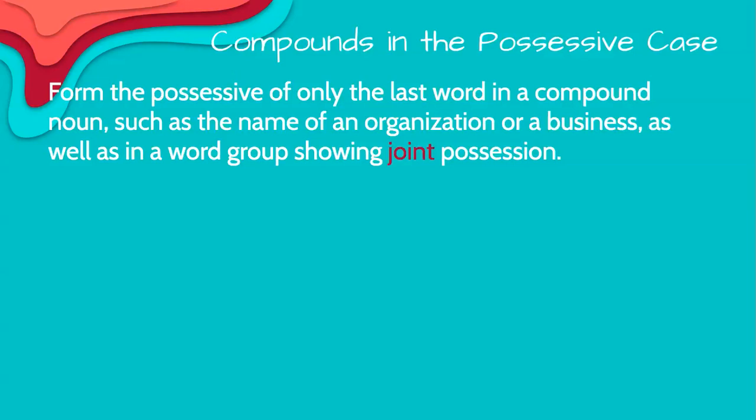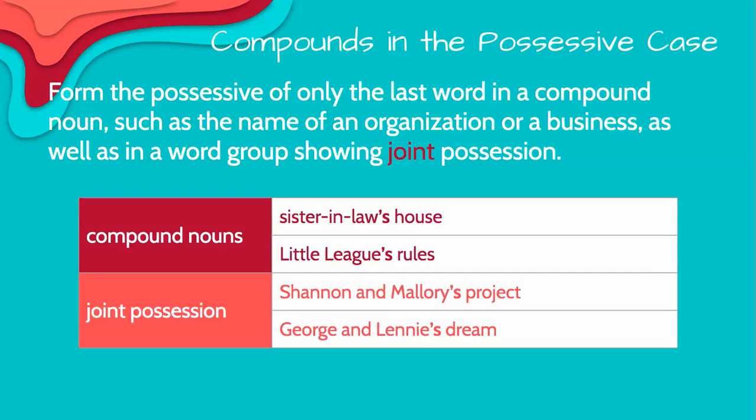When we are looking at compounds, there are a few different rules. When you have a compound noun, and this includes a business or organization, as well as when you are showing joint ownership of something, so it's two or more people own one thing, then you form the possessive of only the last word in that group. So this is what it looks like. Some compound nouns. My sister-in-law's house. Only at the end. The Little League's rules.